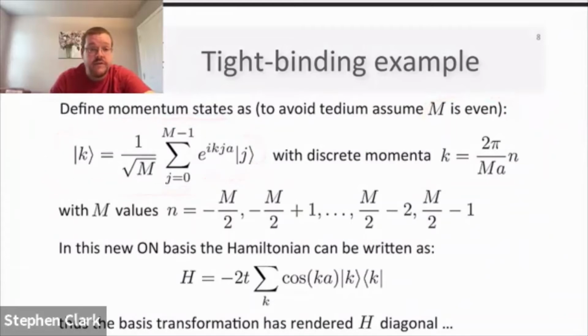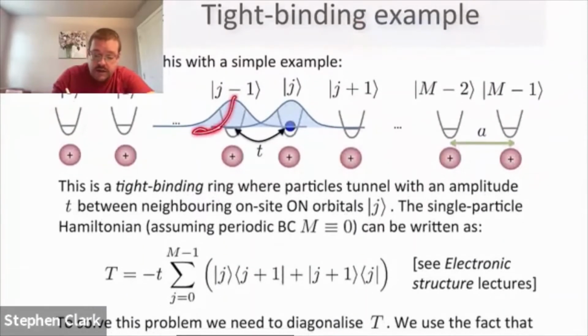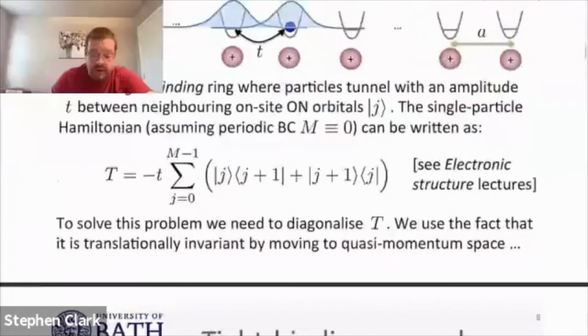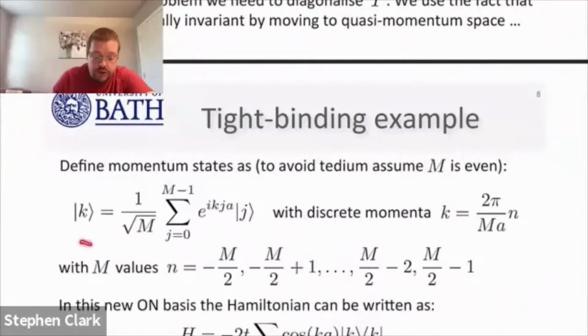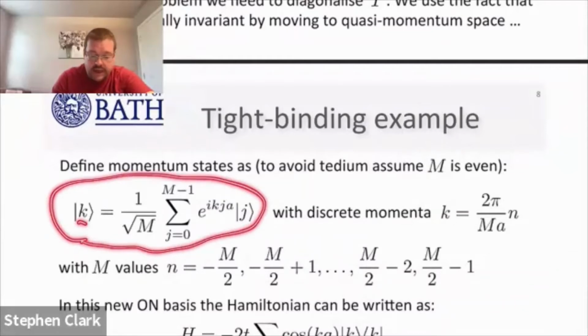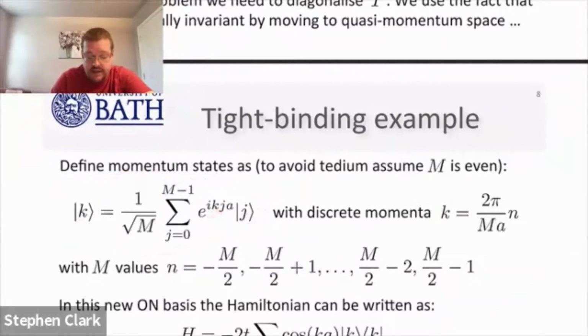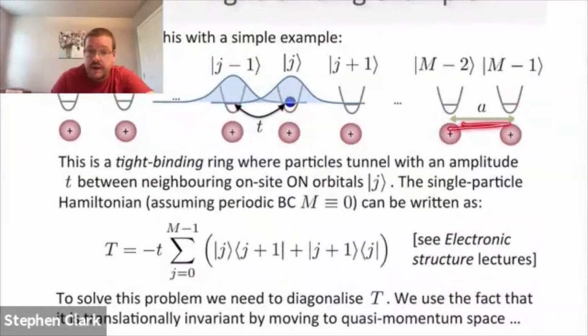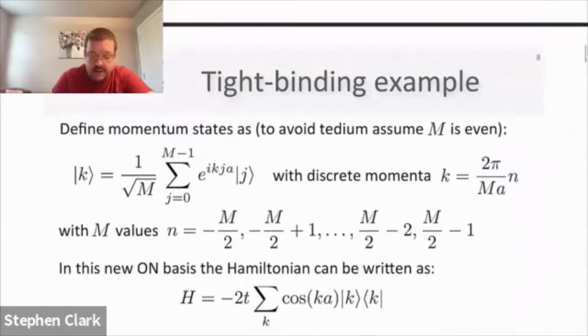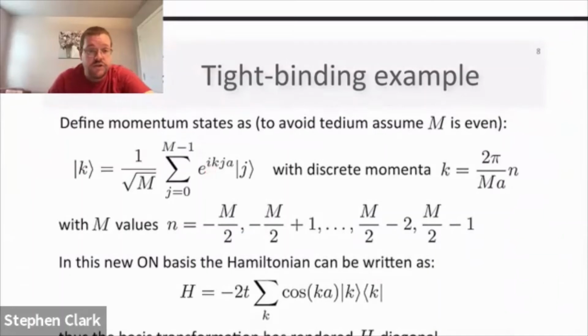They're just plane wave superpositions of the particle being in one lattice site. So the basis we're starting with is a particle localized on a given lattice site. Then we're going to move to the quasi-momentum basis labeled by K, where K is the quasi-momentum, J is the location, and A is the lattice spacing. That's this spacing here. And I there is, of course, just the imaginary number.